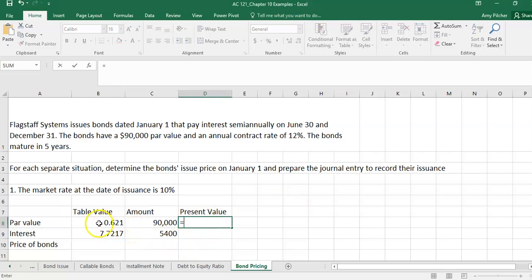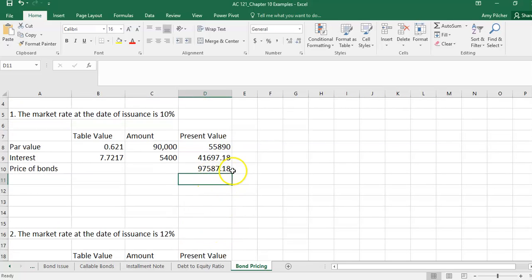Then we take our factor times the amount to calculate our present value. We add that together, and the current price of our bond is $97,587.18.